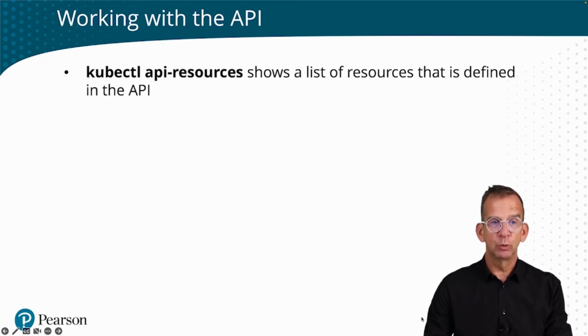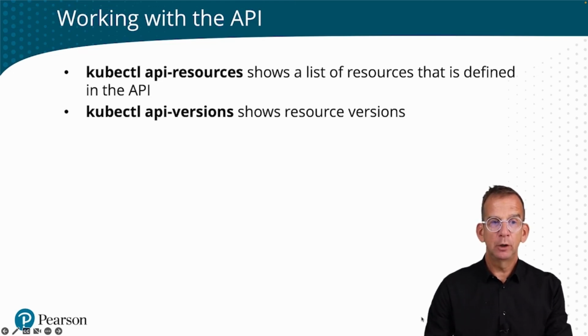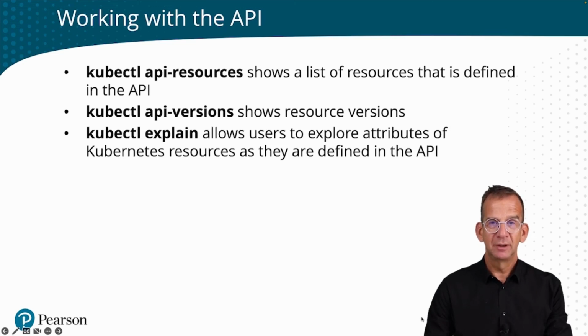Kubernetes has different tools to work with the API. You might like kubectl api-resources, which shows a list of resources that is defined in the API. Or kubectl api-versions, which shows resource versions. And we already have briefly talked about kubectl explain, which allows users to explore attributes of Kubernetes resources as they are defined in the API and as they should be used. Let's have a look at this.